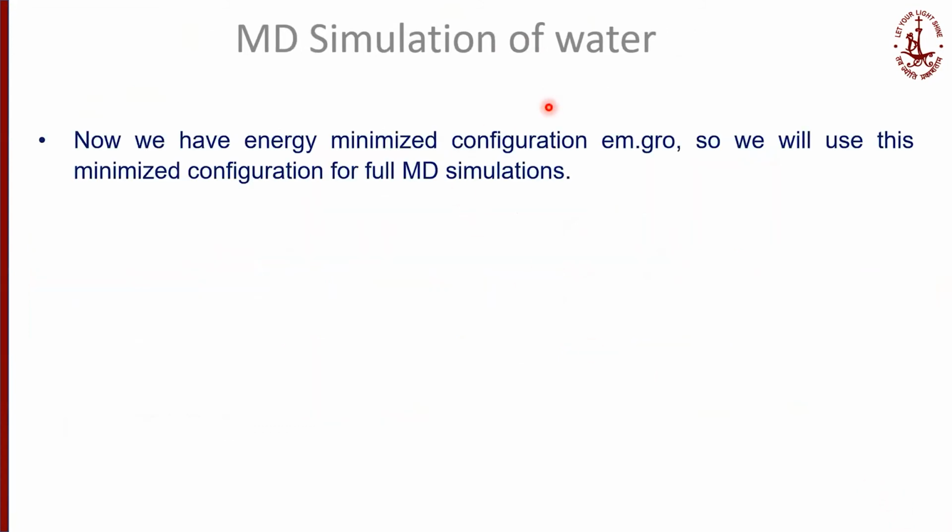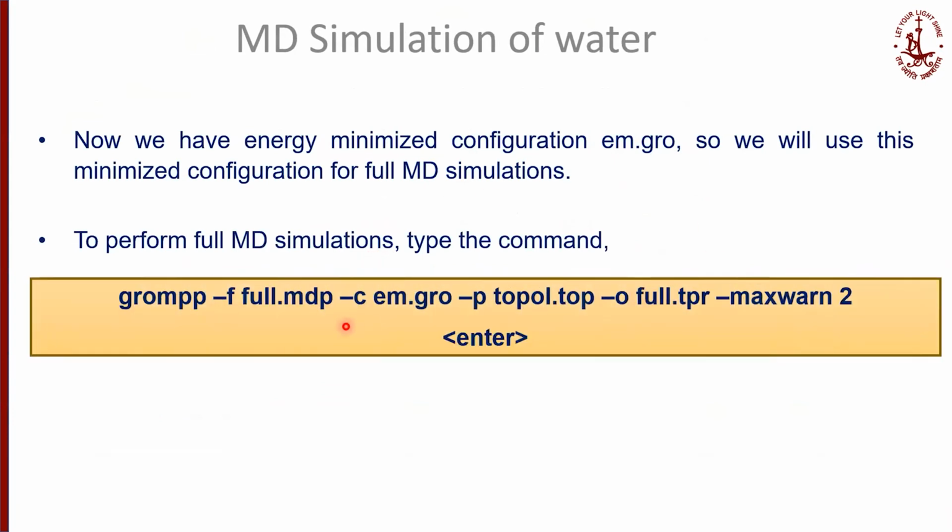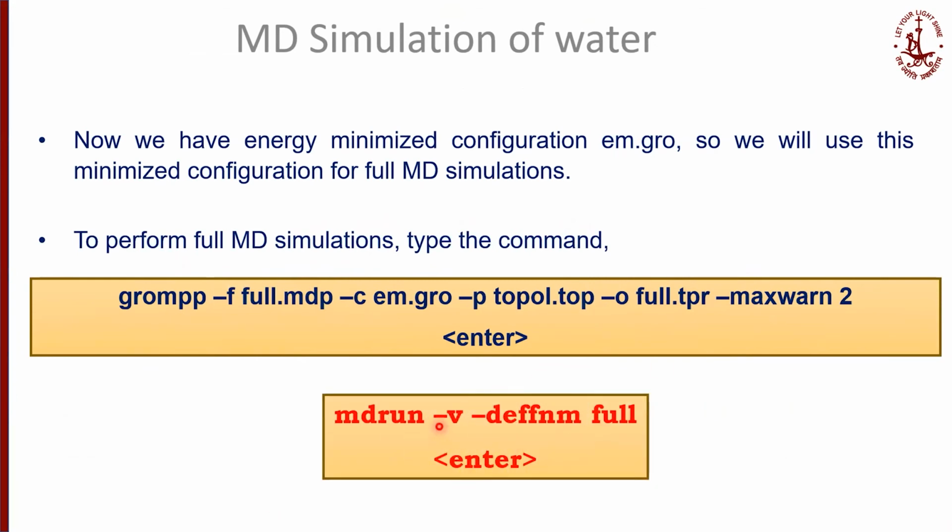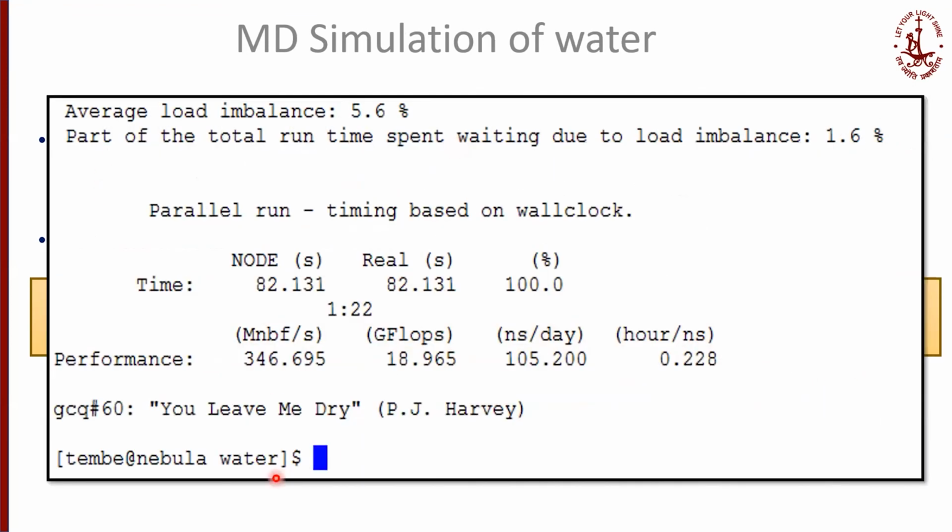Once your minimization is done, you will use the em.gro for the full MD simulation. Same thing: full.mdp file instead of em.mdp file, full.tpr output file name instead of em.tpr, followed by mdrun. So it will give you a set of output files with full as the initial. This is how it will give. This is the time required to complete. This is how you will get it.